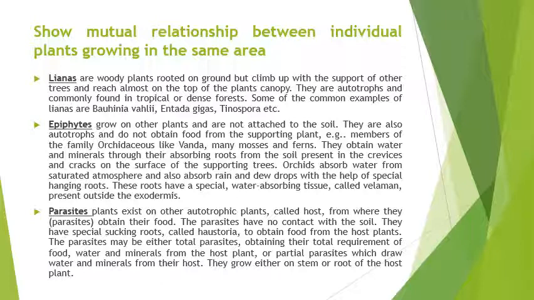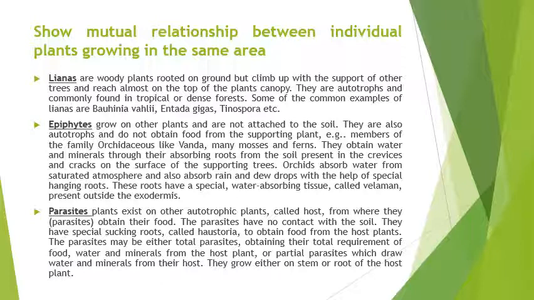Lianas are woody plants rooted on the ground but climb up with the support of the trees and reach almost to the top of the plant canopy. They are autotrophs and commonly found in tropical or dense forest. Examples are Entada gigas and Tinospora. And epiphytes grow on other plants and are not attached to the soil. They are also autotrophs and do not obtain food from supporting plants, that is, members of the family Orchidaceae like Vanda.